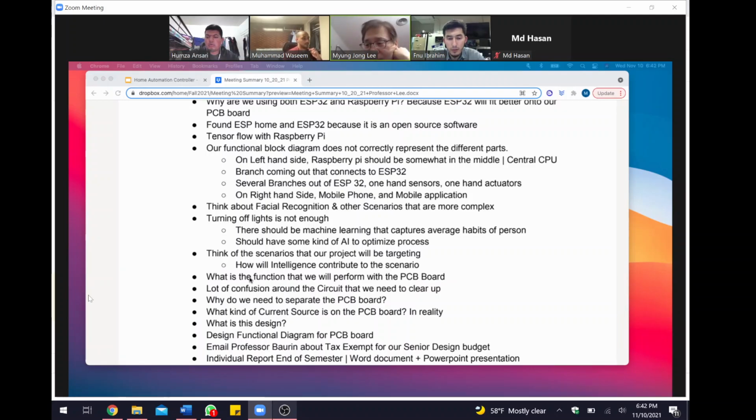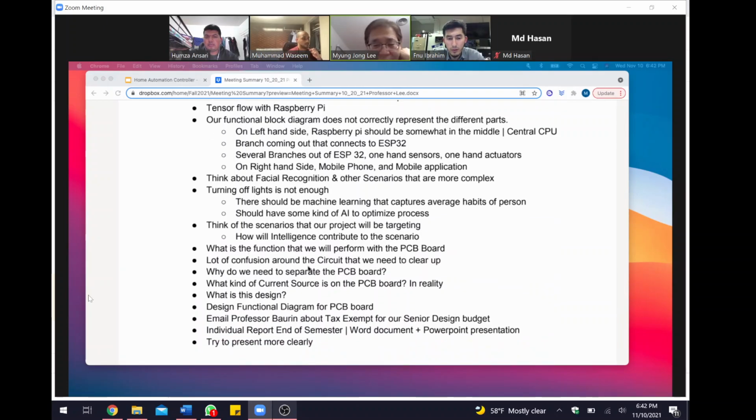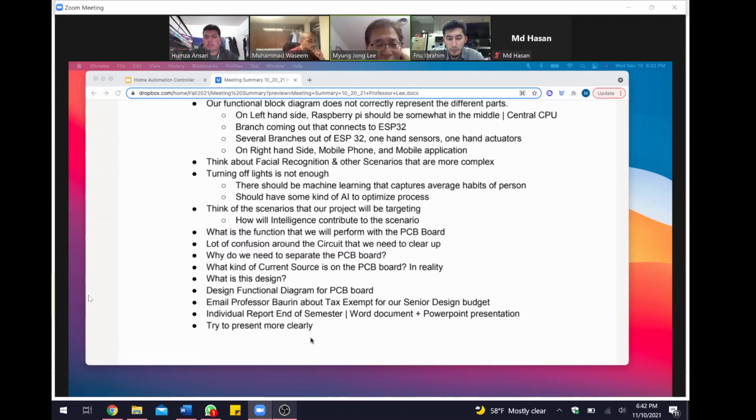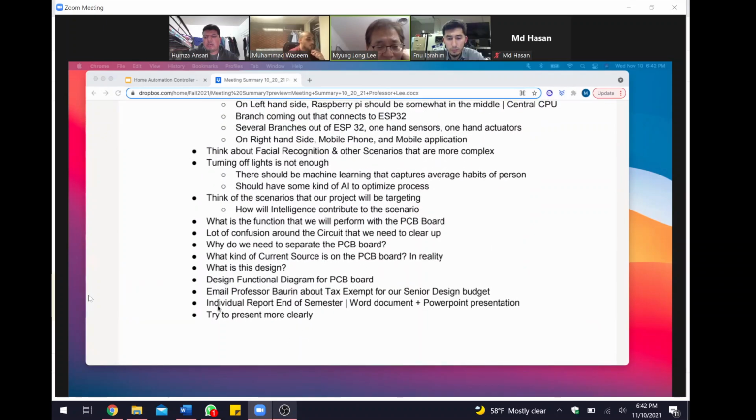Professor, we will contact you regarding the overall block diagram. I will try to email you and show it, if it's up to your standard. Let's keep in touch with the email. Just to comment on this one, the tax exemption: Professor Bourne said there is no tax exemption that we're getting. We're just supposed to pay.